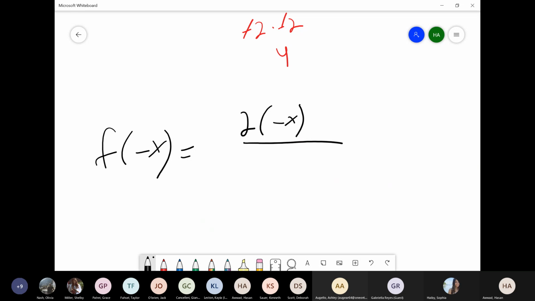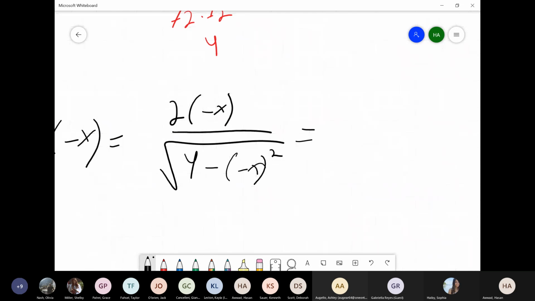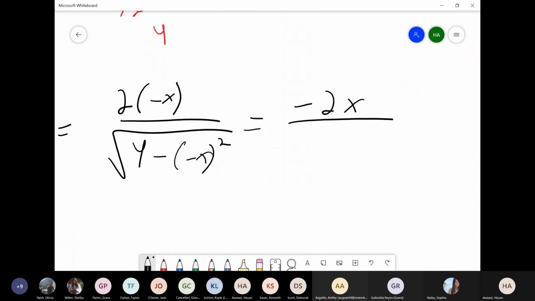up top instead of 2 times a positive x, which is what we started with. And on the bottom, we have the square root of 4 minus negative x squared. Okay? Now we have 2 times negative x up top. So 2 times negative x, well, that's negative 2x. You can't really simplify that any further. On the bottom, you have square root of 4 minus negative x squared. But remember what we just talked about, right? This piece in particular that I just underlined, well, negative x squared is the same thing as x squared, right? Our negatives are going to cancel out. So that means we are just left with 4 minus x squared.